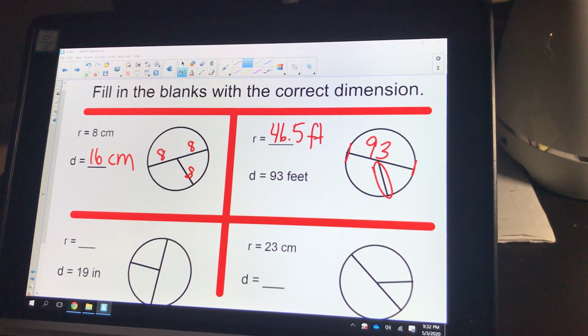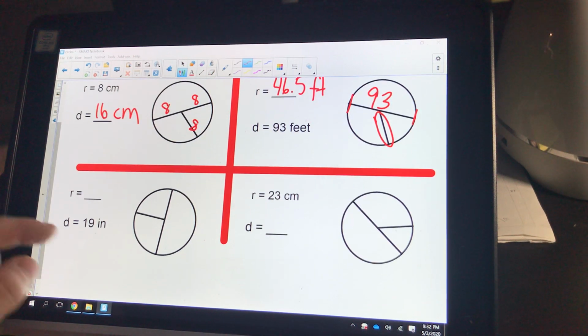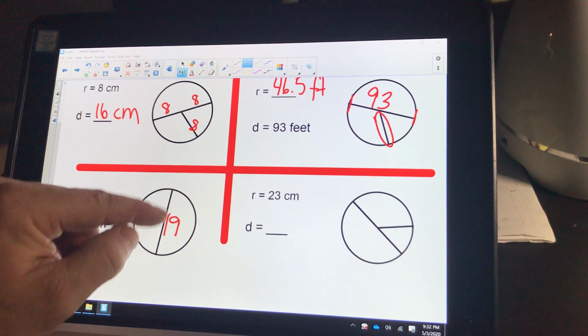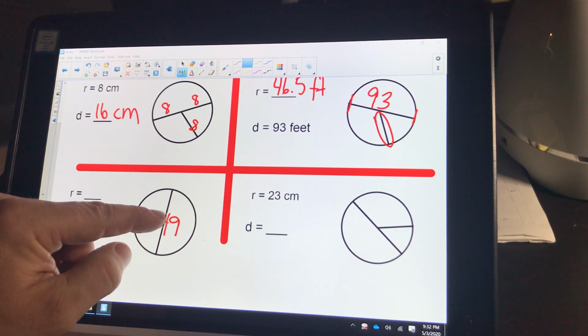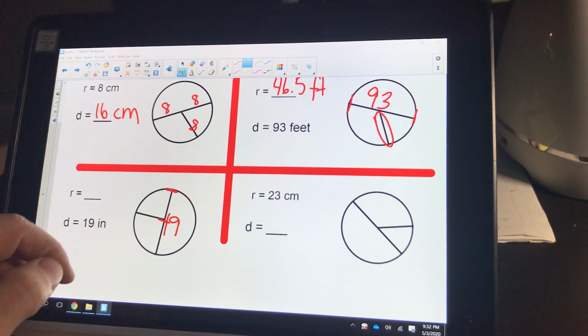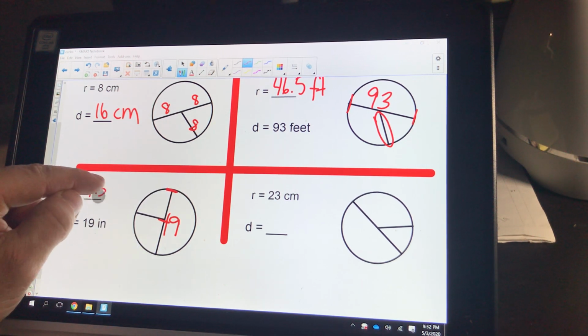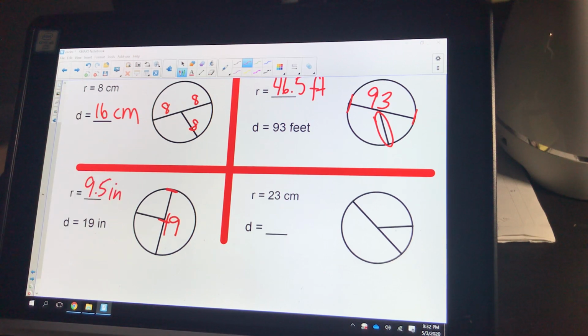She'll be outside. And let's look at the radius down here in this corner, okay? The diameter is 19. Okay, so I'm putting 19 for the big one. The whole thing is 19. So what must half of that be? Okay, well, half of 20 would be 10. So half of 19 must be 9.5 inches.